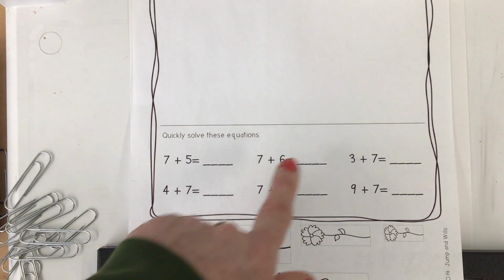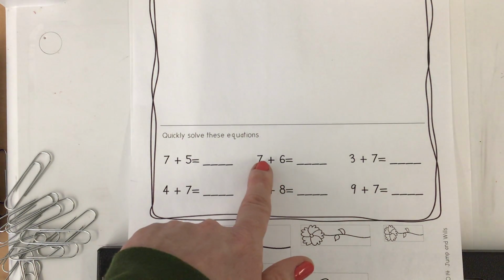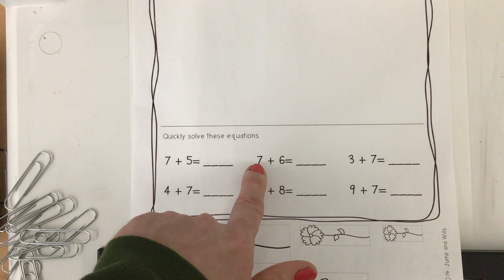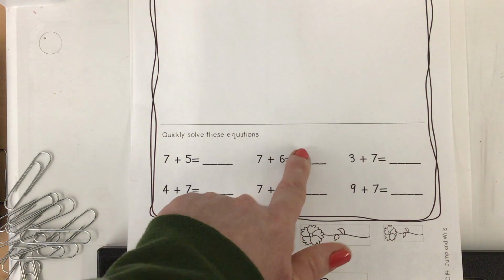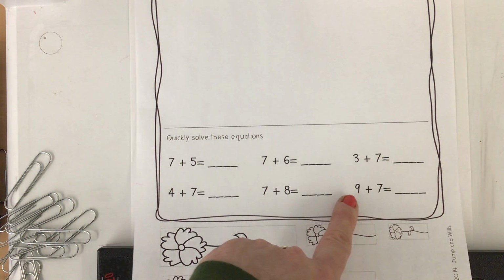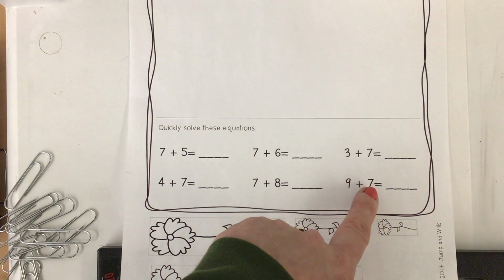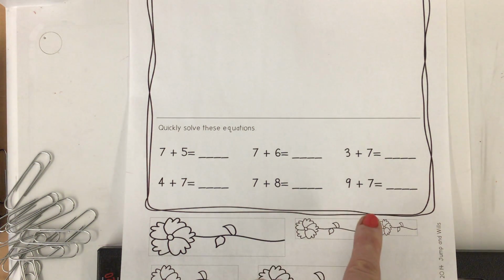If you notice, they're all +7s, okay? Use some tricks if you want. Oh, look here. I see a double. 6 plus 6 is 12. So 6 plus 7 is 13. Okay. I could do a 9 trick over here. I see 9, but I'm going to think 10. 10 plus 7 is 17. Hop back 1. 16.